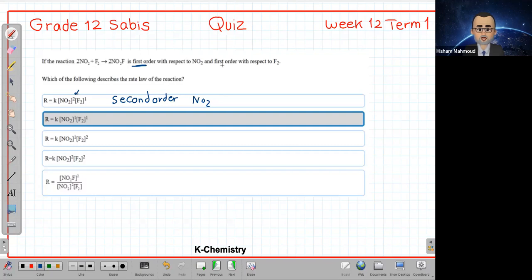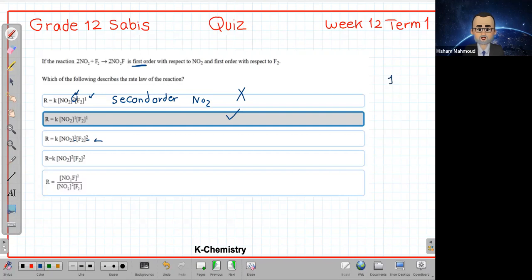And this one will be first order with respect to F2, so that's correct. So the only mistake is here, this is 2, not 1. When this is going to be correct, so that's wrong, of course. So this is the only right one. What is wrong here? He said first order NO2, so that's fine. But first order to F2, and he said 2.